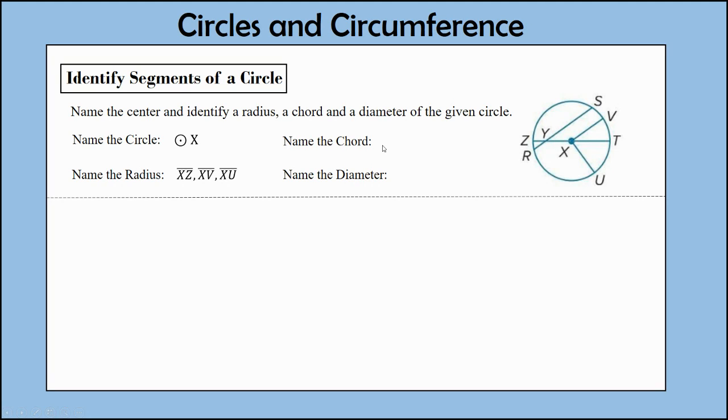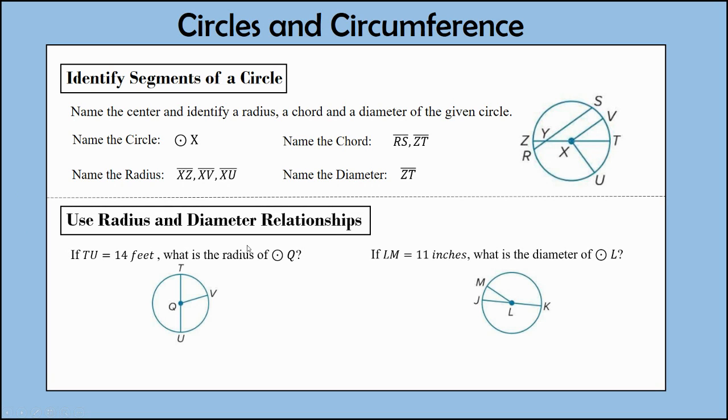Okay, next thing it says is name a chord. We have 2 choices. RS is a chord and ZT is a chord. Both of those are line segments whose endpoints are on the circle. And then lastly, name a diameter. Well, diameter would be Z to T. A diameter has to be a chord, number 1, endpoints on the circle. Second of all, it's got to pass through the center. So the diameter would be ZT, and that's the only choice in this case.